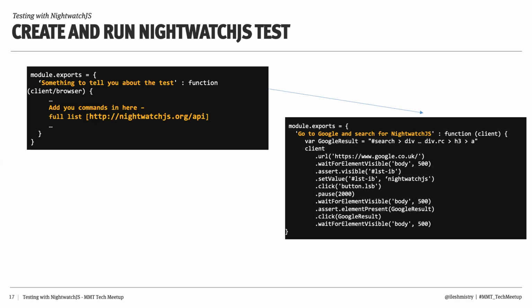And then you've got a series of commands, in a hopefully quite easy to read format. Your client is going to go to a URL, wait for that body to be available, and it tells you how long it's going to wait. Then you say, okay, is something going to be visible? Yes or no. That's when you'll get a return back to say yes or no. And then you set the value, click the button, and there are pause elements as well.